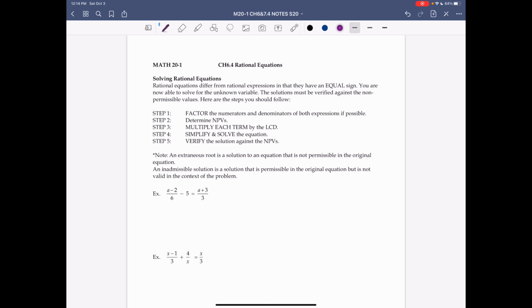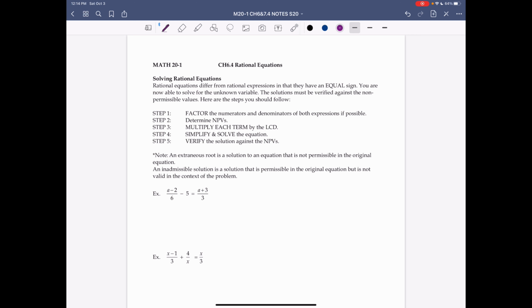Here are the steps to follow. Step 1, factor the numerator and denominator of both expressions if possible. Step 2, determine the NPVs. Step 3, multiply each term by the lowest common denominator. Step 4, simplify and solve the equation. Step 5, verify the solution against the NPVs.